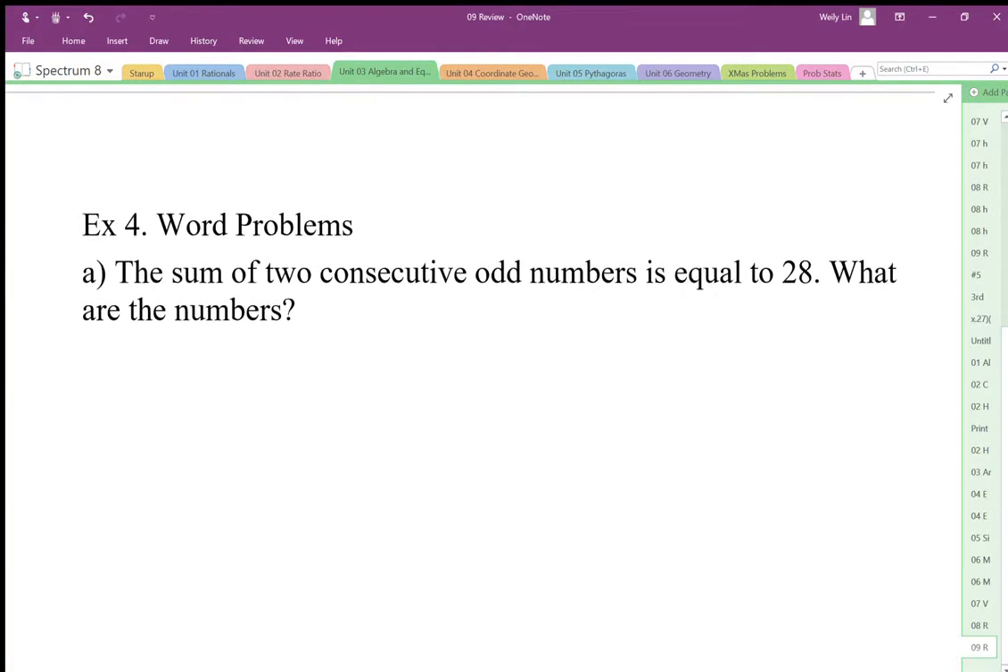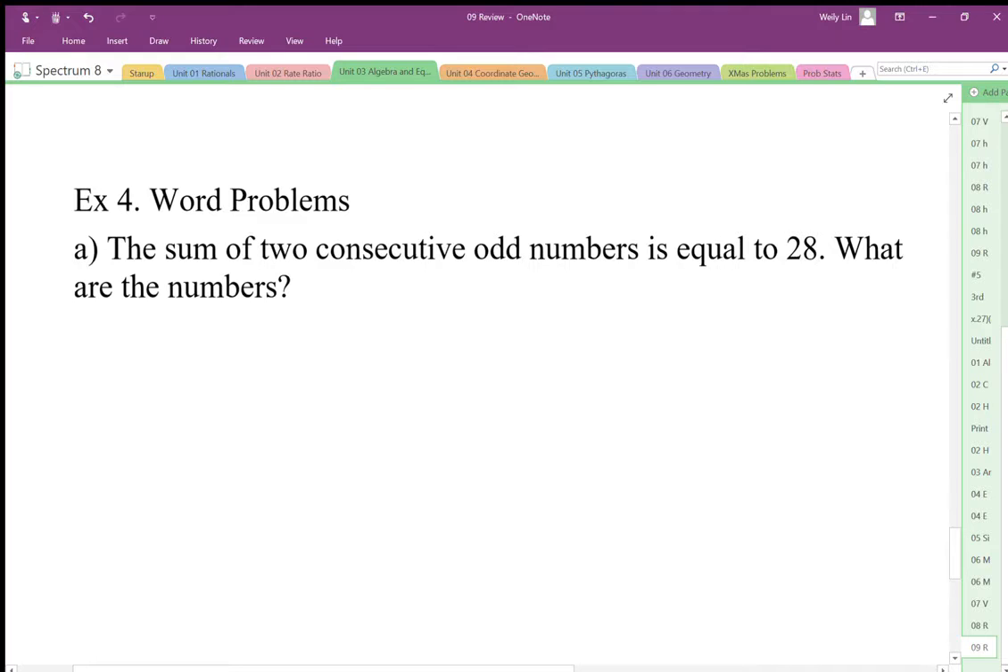So the sum of two consecutive odd numbers is equal to 28. What are the numbers? First of all, we need to make sure that we know what we're looking for. We're looking for two numbers, and then we need to set a variable. We don't want to set two variables here. We just want to make one variable for this problem.